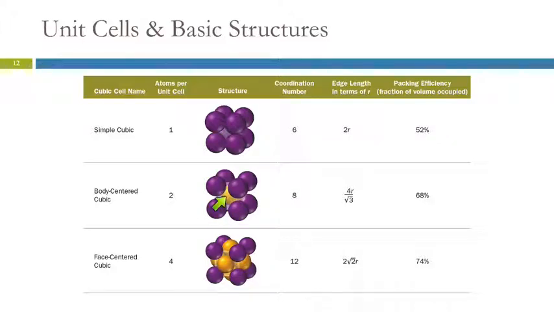This yellow one is the same kind of atom or molecule as the purple ones. We just made it a different color to make it easier to look at. And then this table is giving us the coordination number, packing efficiency, and also the edge length in terms of the radius of the sphere. This is a summary, and then we're going to look at each of these individually.